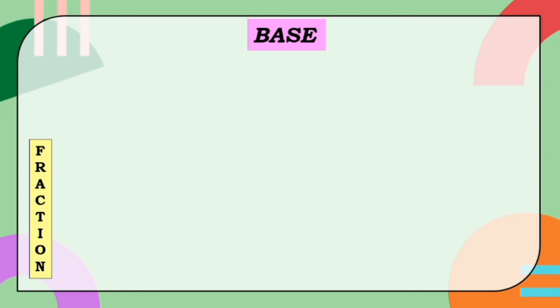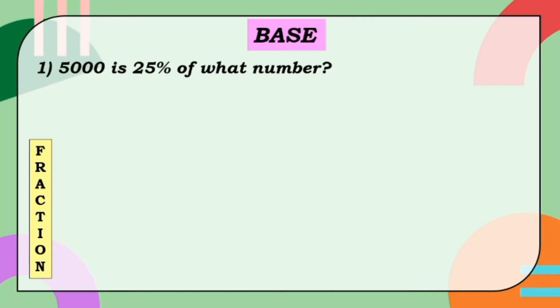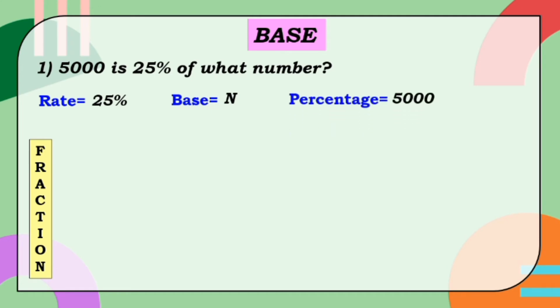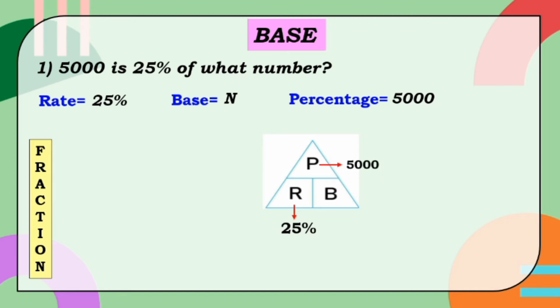Finding the base in a given problem using fraction. Number 1. 5,000 is 25% of what number? What are given? 25% is the rate. N is base. 5,000 is the percentage. Using Tatian's triangle, R is 25%. P is 5,000. B is N.